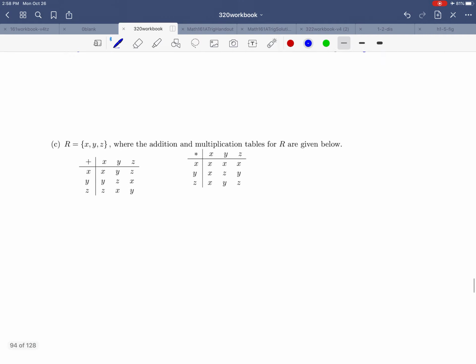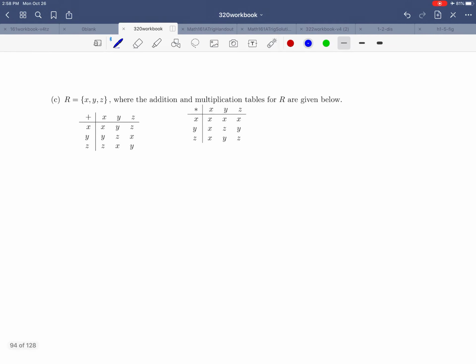Okay, last example. It's just a ring that has 3 elements, x, y, and z, where addition is given in our addition table, and multiplication is given just by the multiplication table. So that's all that we can use to figure out what our 4 elements are. So let's see. We want to know what is 0 in this particular case. So we need to find our additive identity.